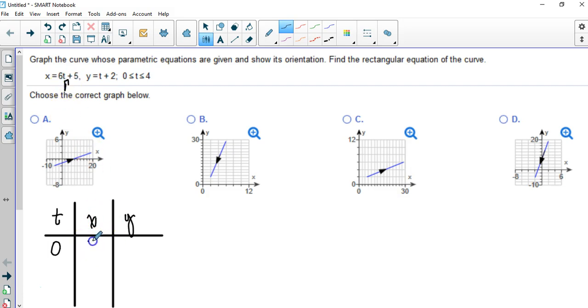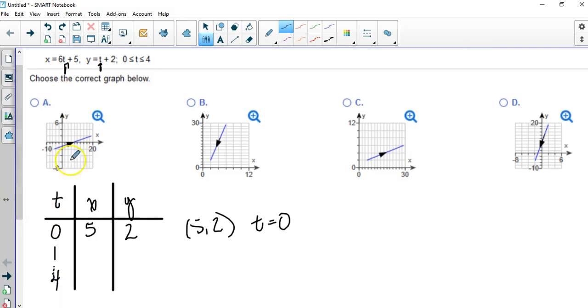here, I would get out x being a 5. And if I plug 0 into the y, I would get a 2. And so my first point that I would sketch is 5, 2. That is when t is equal to 0. And I would just slowly work my way up to 4. If I plug in a 1, I get out an 11 and a 3. If I plug in a 4, I get a 29 and a 6. And so I would have those 3 points. If you needed more or less, you can work through there.